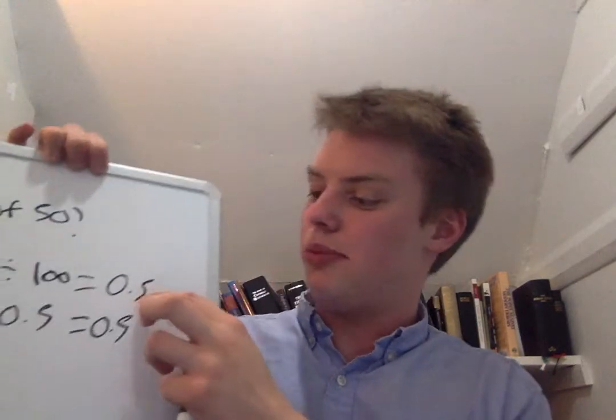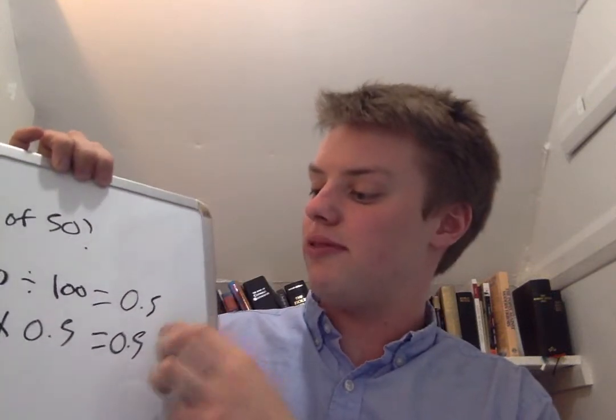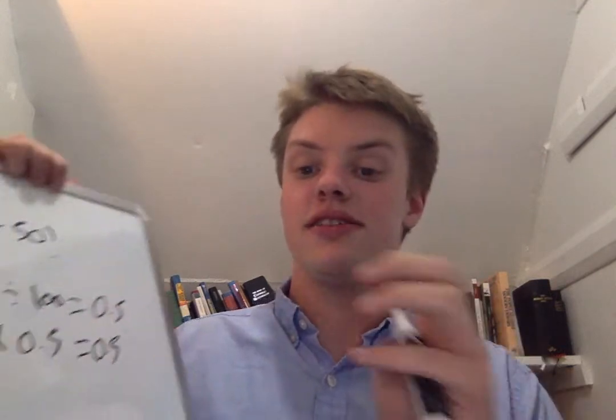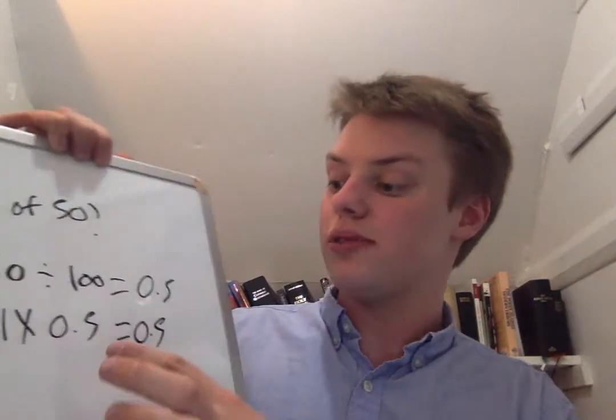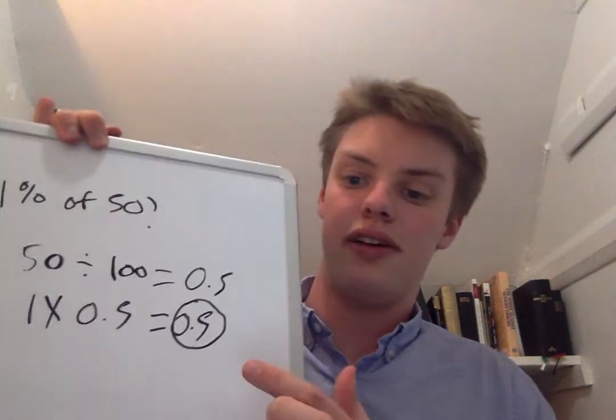What's the value? Well, just like last time, we get that by dividing 50 by 100. And that is 0.5. All right, I already wrote the answer. Sorry about that. It's 0.5. So how do we get the answer? Well, it's just 1% of 50, so we're just multiplying that by 1, which is still 0.5. So 1 times 0.5 is 0.5. So the answer there, 0.5, is 1% of 50.